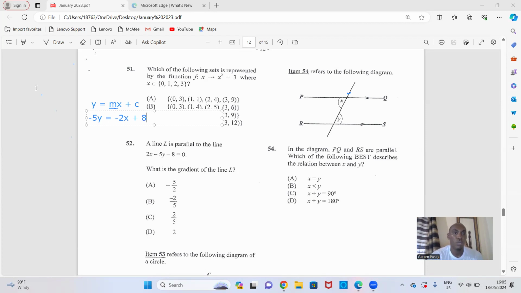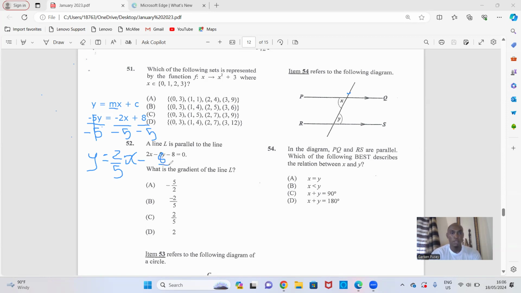Good. So now we want to get rid of this minus 5. We're going to divide both sides by minus 5, because we want it to look like what we have above, which is y equal mx plus c. So we're dividing everything by minus 5. This will cancel, so you're left with y now equal, a negative 2 divided by a negative 5 is a positive 2 over 5. Negative divided by a negative is positive, 5x. And positive divided by negative is negative, so you get minus 8 over 5.